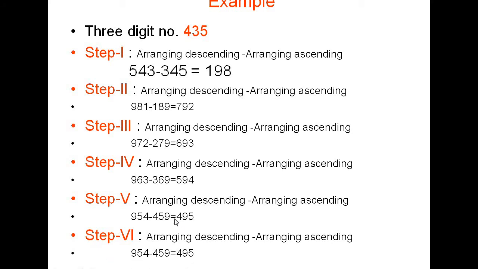That means this 495 is now a fixed number for 3 digit numbers, and we get this fixed number by subtracting ascending order from descending order. This fixed number is called Kaprekar. You can take any 3 digit number, follow this process, and you will get this fixed number. This is for 3 digit. You can find in a similar way for 4 digit, 5 digit, and so on. Now practice it and try to find new Kaprekar numbers for 4 digit, 5 digit, 6 digit.